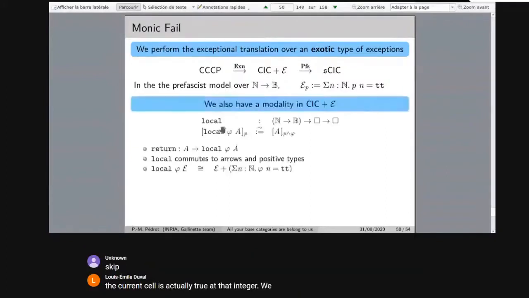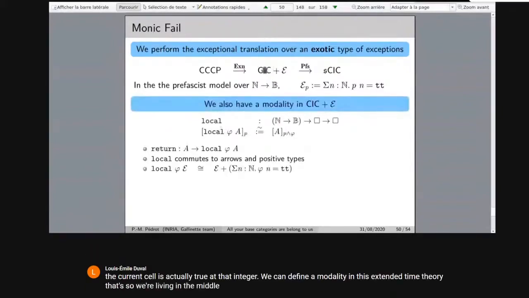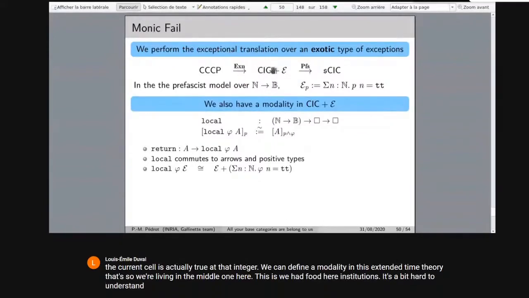We can define a modality in this extended type theory. So we're living in the middle one here. We have three theories, it's a bit hard to understand. We're in the middle theory here. E lives in the middle theory, and this modality lives in the middle theory as well.